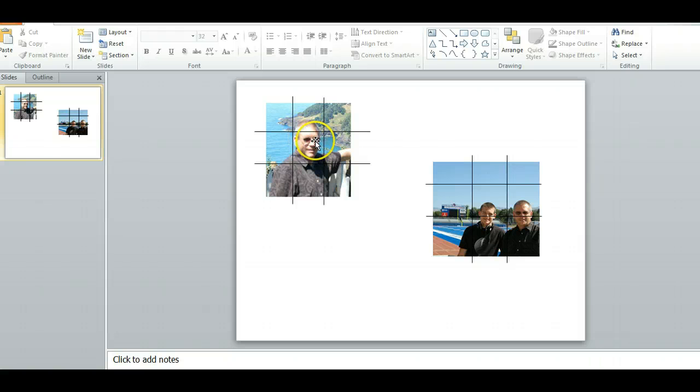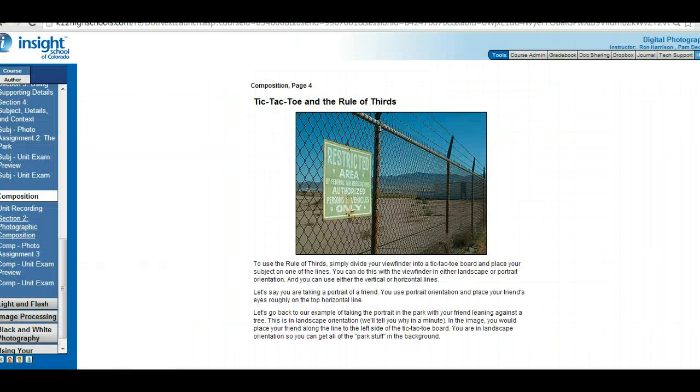This one, my eyes could have even been down here on this bottom line, and it would have given more of the shoreline and the ocean in the background. So those are just a couple of ideas on how to use this. So think about a tic-tac-toe board, because when you turn in your work in this unit, if you don't have things like offset, then I'm going to turn it back and say, no, you need to do the rule of thirds and use the rule of thirds.